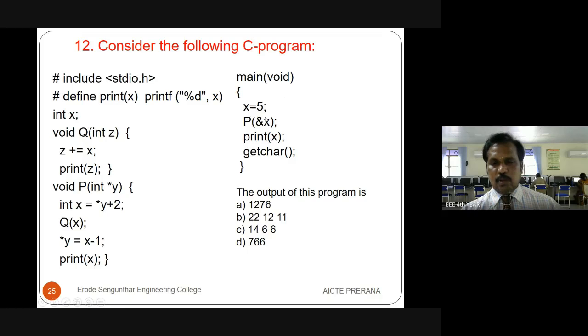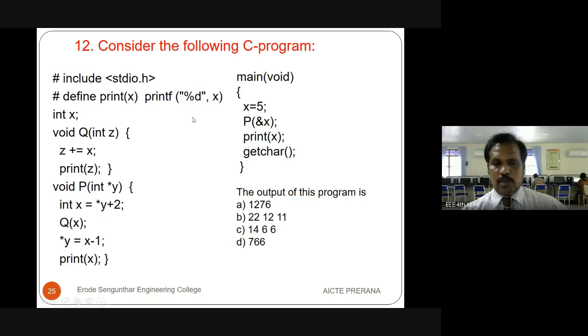And then within the main program, x equal to 5, p of and x. P of and x passes the starting address of the variable x. Print x, print is the function that we have already defined. Get char. What is the output of this program?